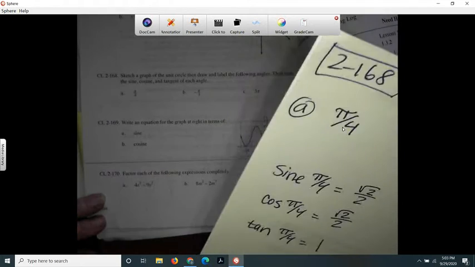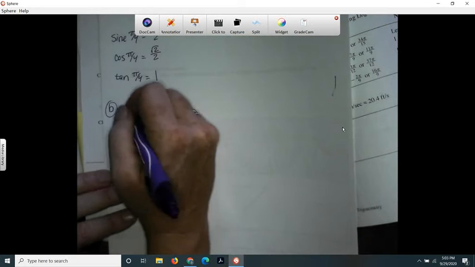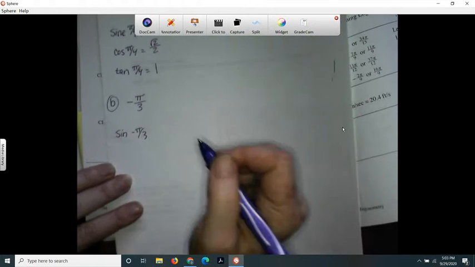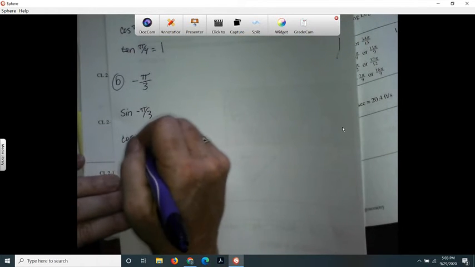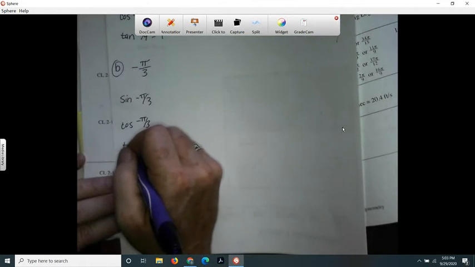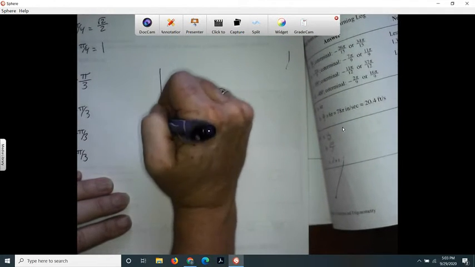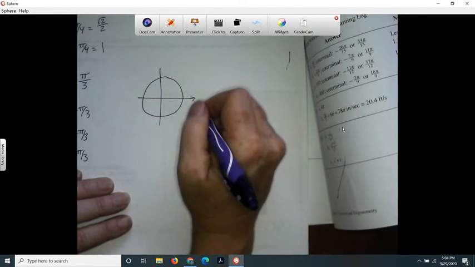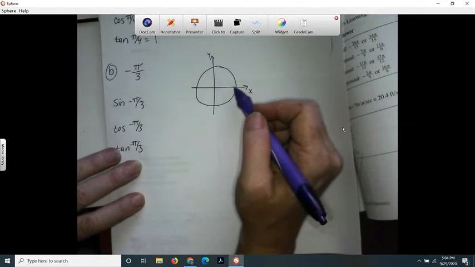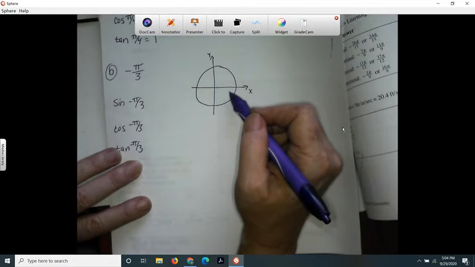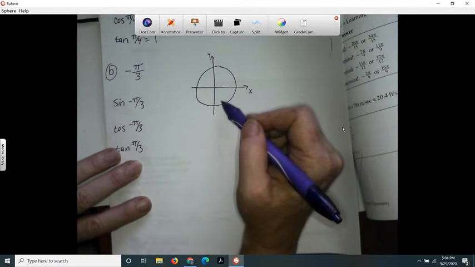The next angle measure is negative pi over 3. So I need the sine of negative pi over 3. I need the cosine. And I need the tangent. And I need to draw a unit circle. Now, if it has a negative sign, that means that we're going to open our angle from the positive x-axis, but go the wrong way. We're going to go down instead of up.